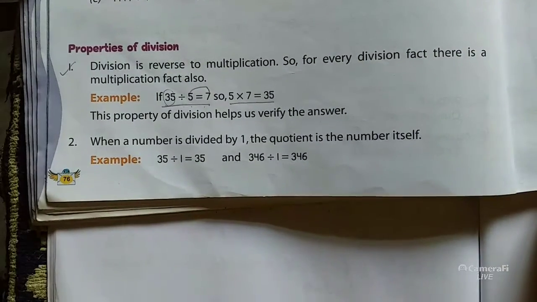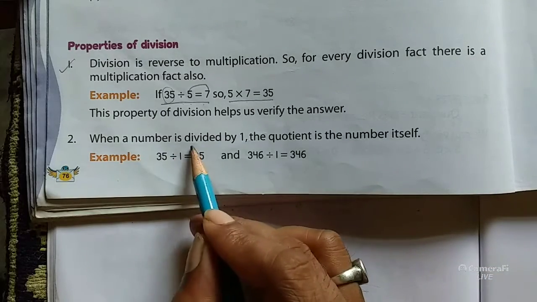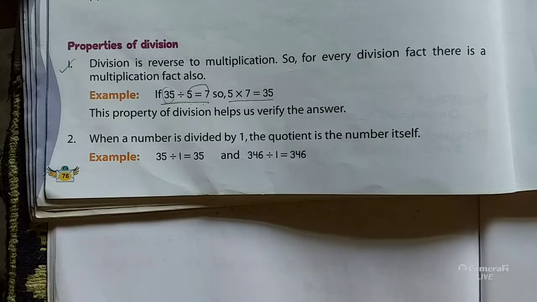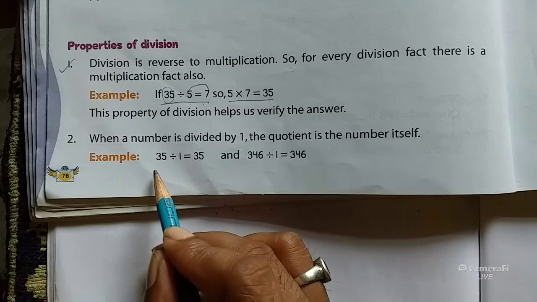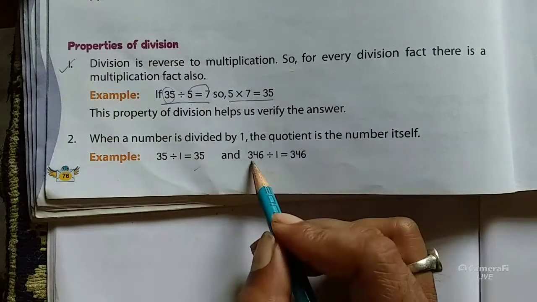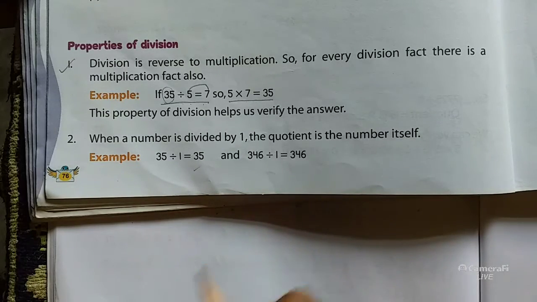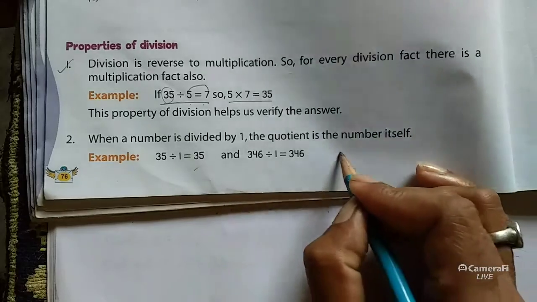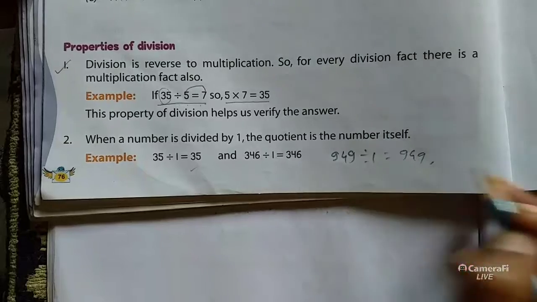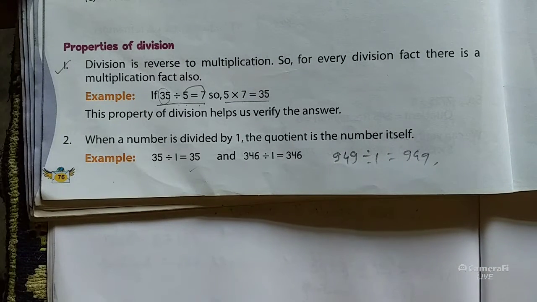Now, coming to property number 2. When a number is divided by 1, the quotient is the number itself. That means, if we divide any number by 1, we get the same number. Suppose, for example, 35 divided by 1, we get 35. 346 divided by 1, 346. 949 divided by 1, we get 949. So, the same number we get if we divide the number by 1.